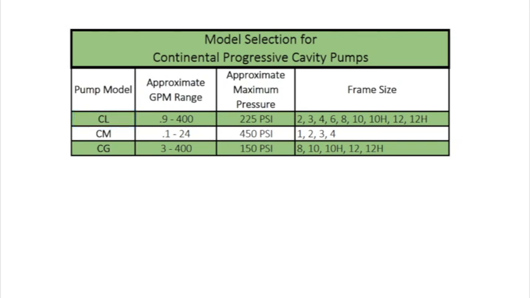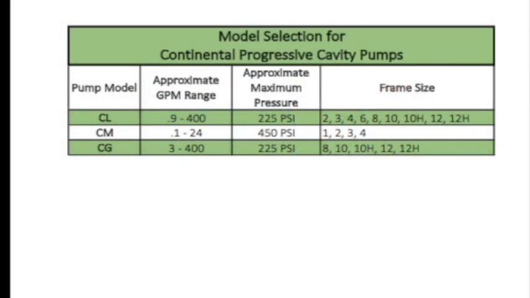All right, now we're going to go down to the CM model pump. Now the CM is generally used for applications where there's a higher PSI rating needed for that particular application. So in the CM model, you can see that it can do from 0.1 to 24 gallons a minute. So our flow has gone down, our pressure is going to go up, and it's capable of doing 450 psi. And over to the right, you can see that there are the 4 options that you would have in the frame size for that particular selection.